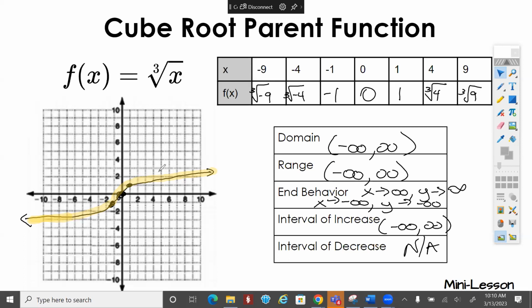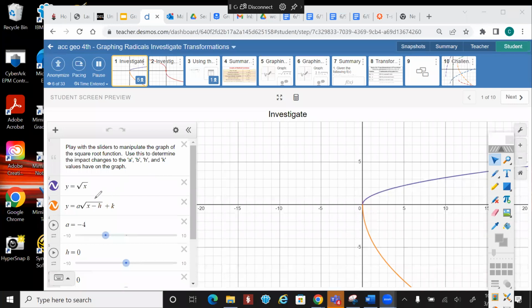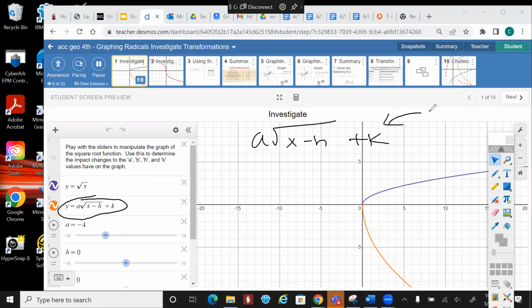Okay. Go ahead and finish. So on your paper, what I need you to write is this equation. Because we're going to talk through what H and K are and what A is as well. Okay. So you got A square root of x minus H plus K. K is going to be where it moves up and down.